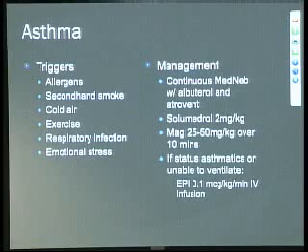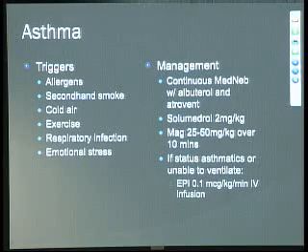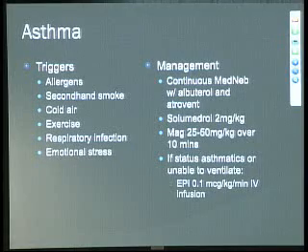For severe exacerbations, magnesium can be very helpful. The pediatric dose is 25 to 50 milligrams per kilogram over 10 minutes. And I've had kids that I was on the verge of intubating and then started magnesium and turned them around. So for severe exacerbations, magnesium is very helpful. It works as a smooth muscle relaxant.